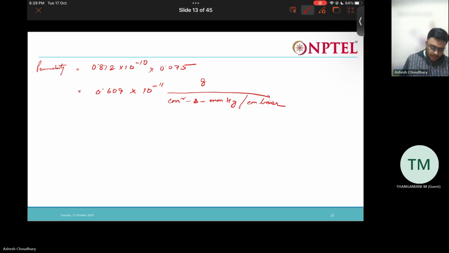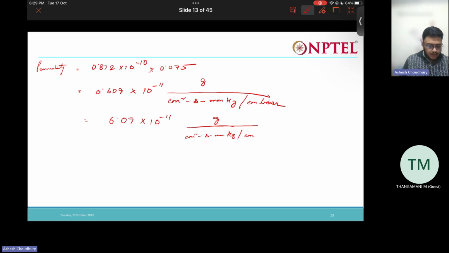Okay, that will be 6.09 into 10 to the power minus 11. Okay, this mm we converted to cm, so this one came here. So 6.09 gram per cm square second mmHg per cm. Now this mmHg is in terms of mercury, right? Mercury pressure. Now that mercury pressure we will convert in terms of water pressure.